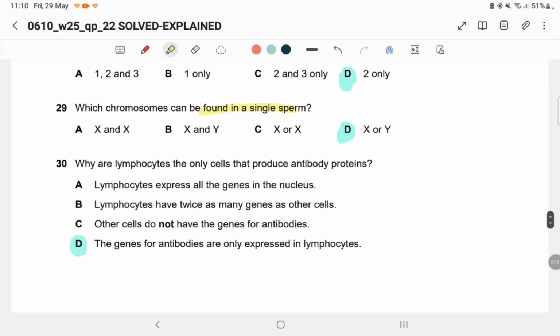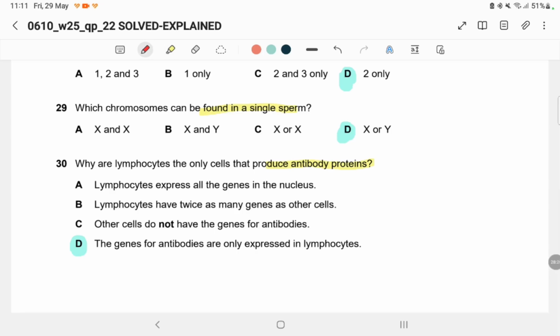Question 30. Why are lymphocytes the only cells that produce antibody proteins? Well, because the genes for antibodies are only expressed in lymphocytes. Basically, if I have a cell that contains genes, and these genes are programmed and coded to produce one single product, which is antibody proteins. For example, if I have a washing machine, and I program that washing machine to just wash nylon clothes, not cotton clothes, of course it will only wash nylon clothes. So just understand it this way.